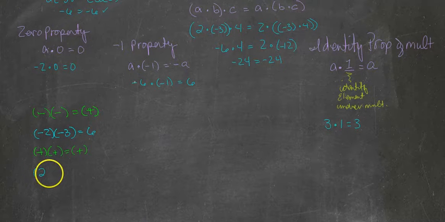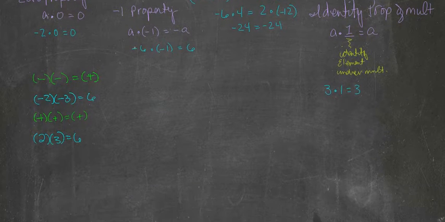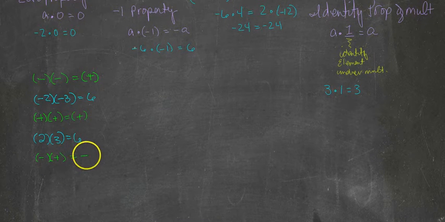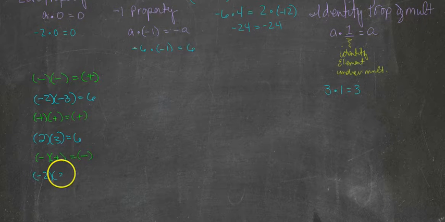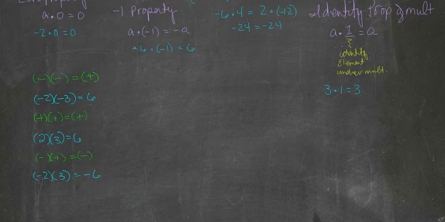So 2 times 3, both positive numbers, equals 6. 2 positives gives you a positive, 2 negatives gives you a positive. And then the last rule would be a negative times a positive, and that's always going to equal a negative. So in this case, -2 times +3 equals -6. A negative and a positive makes a negative.